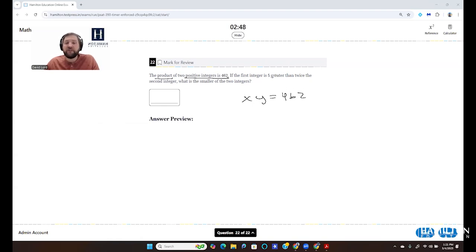If the first integer is 5 greater than twice the second integer, so I don't know which one is the first, so we'll just do x is the first. So let's write that down. So the first integer is 5 more than twice the second integer. What is the smaller of the two integers? All right, cool. Now you can definitely do a substitution here. You can also graph it on Desmos. For this problem, I'm going to graph it on Desmos.